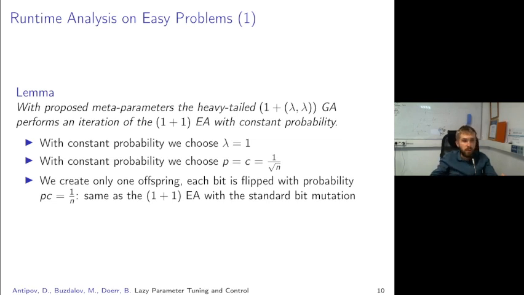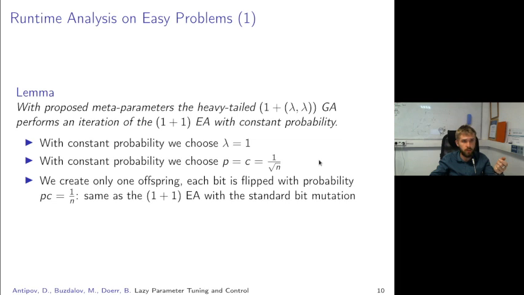Okay, we performed an analysis on some easy problems, and this analysis is based on the observation that our heavy-tailed 1 plus lambda comma lambda GA makes an iteration which is equal to an iteration of the 1 plus 1 EA with constant probability, which means that it chooses lambda equal to 1 and p equal to c equal to 1 over square root of n.